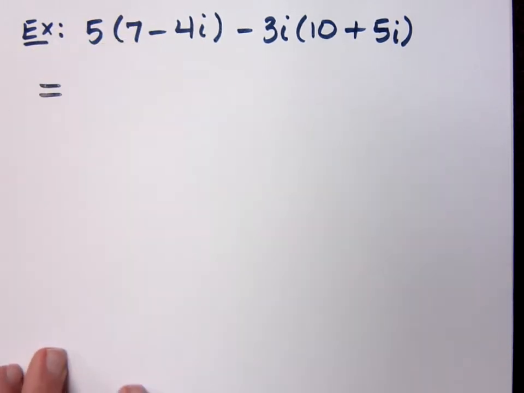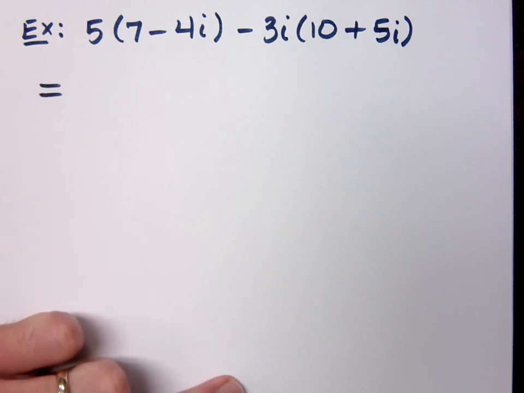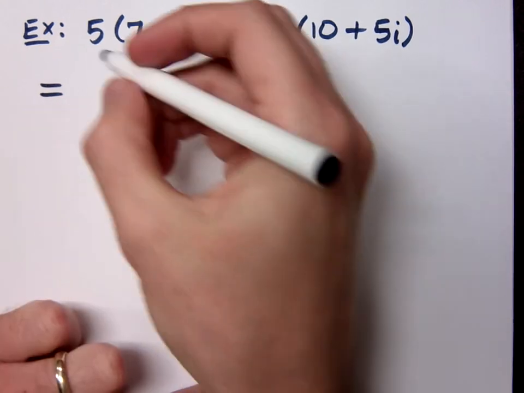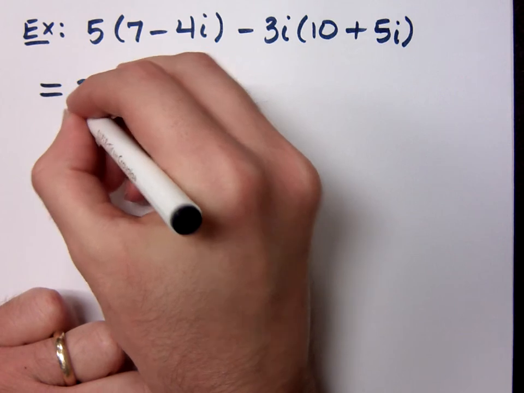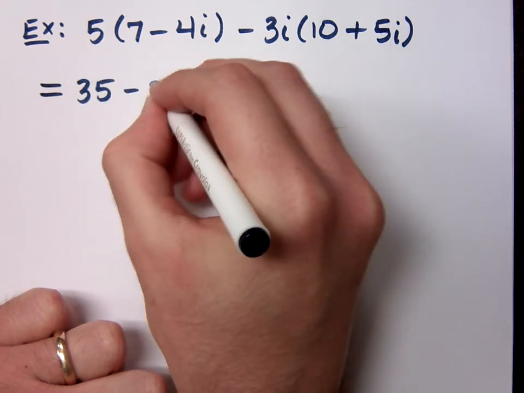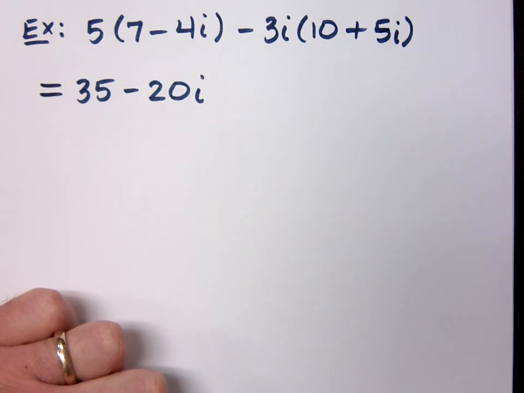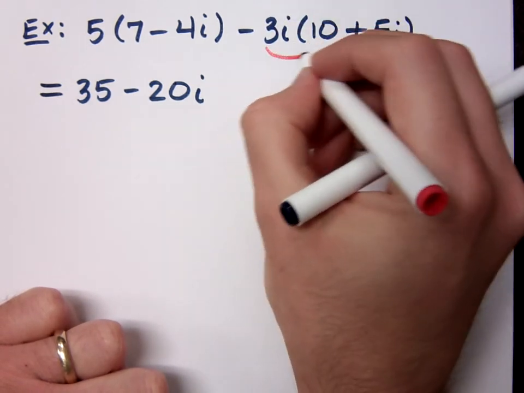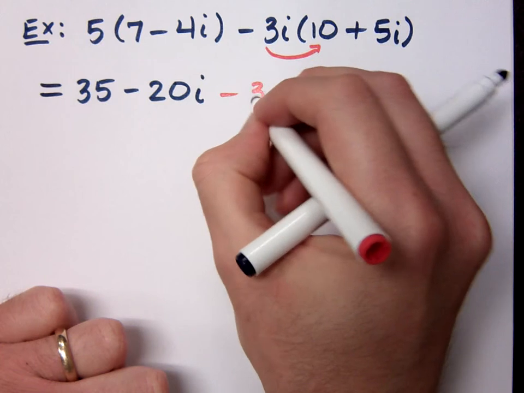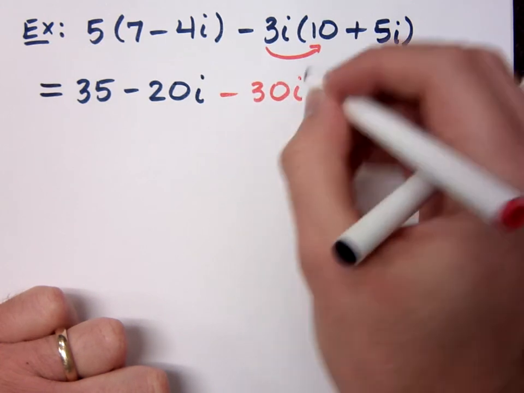All right. Now, what am I going to do here? Distribute. When I distribute, what do I get? 35 minus 20i. And then we'll look for this other part. What do I get when I distribute? You need to bring the negative with you. Minus 30i.